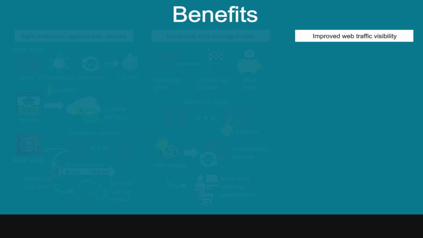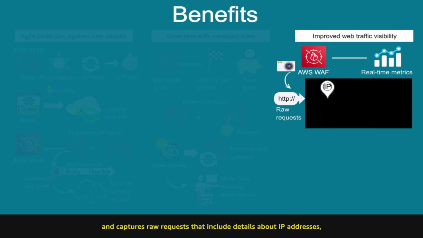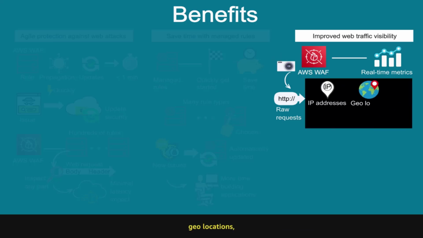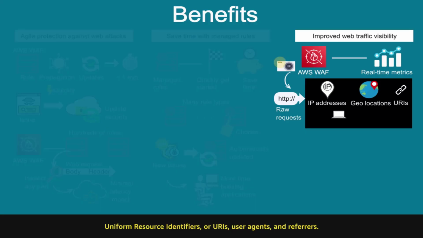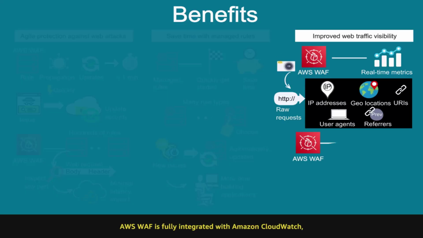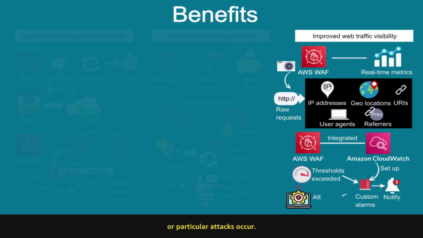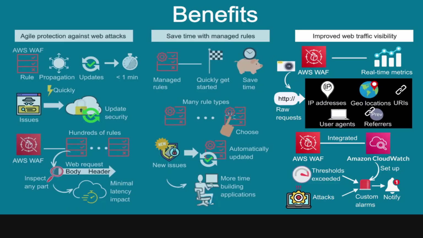Improved web traffic visibility. AWS WAF provides real-time metrics and captures raw requests that include details about IP addresses, geolocations, uniform resource identifiers (URIs), user agents, and referrers. AWS WAF is fully integrated with Amazon CloudWatch, so you can set up custom alarms to notify you when thresholds are exceeded or particular attacks occur.